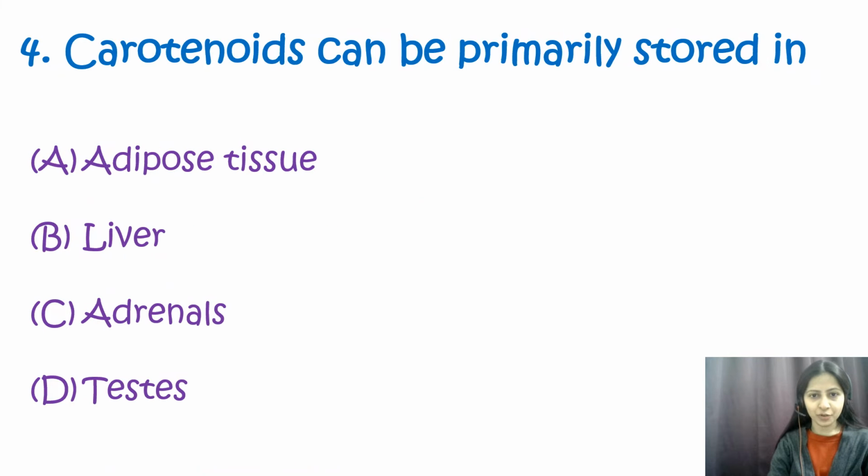Question number 4. Carotenoids can be primarily stored in A. Adipose tissue, B. Liver, C. Adrenals, and D. Testes. So the correct option will be option number A, that is adipose tissue.